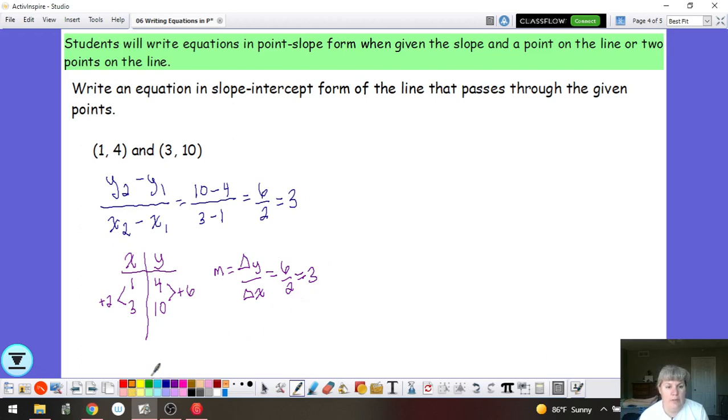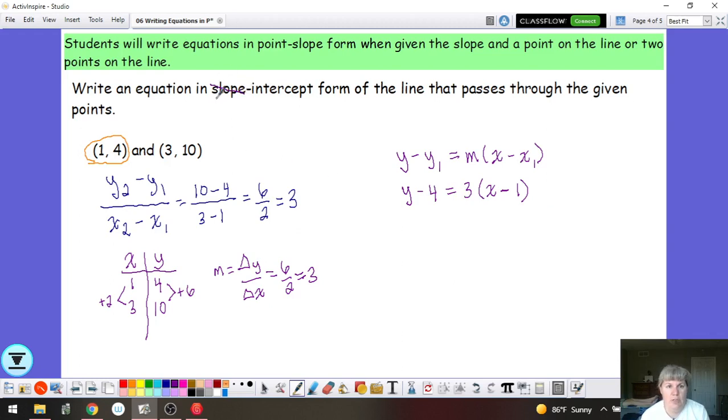And then again, pick a point. I'm going to go ahead and pick the first point. Remind myself that point-slope form is y minus y1 equals m times x minus x1, and substitute my values. So y minus y1, which is 4, equals my slope, 3, times x minus my x1, which is 1. I don't have any subtract negative, so there isn't anything to clean up. And that's my equation in point-slope form.